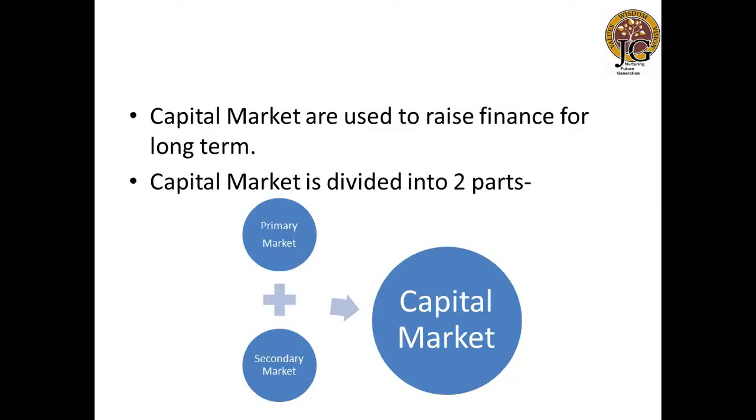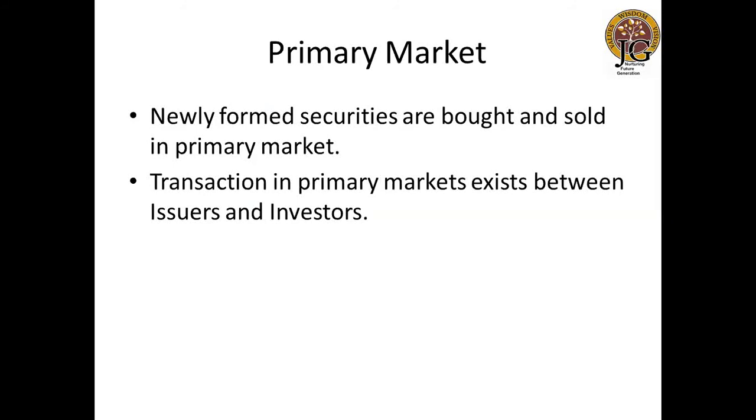This capital market is divided into 2 parts, primary market and secondary market. What is primary market? Newly formed securities are bought and sold in primary market. Means those securities which were never issued before into the market. These securities are issued for the very first time in the market. This is known as primary market. In primary market, the transactions exist between the issuers and the investors.